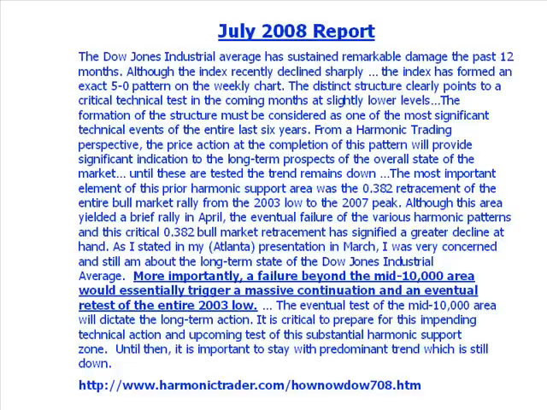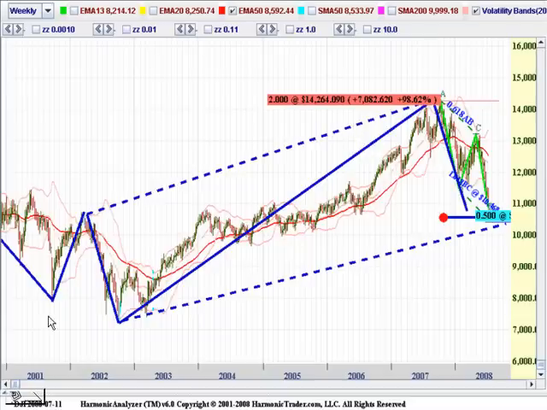And this was in July of 2008, before the index really crashed and was still above 10,000. But again, in that report I said the eventual test of the mid 10,000 area will dictate the long-term action. And so here's what we had: a weekly bullish 5-0 pattern.